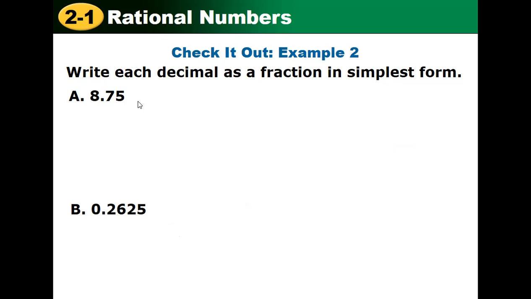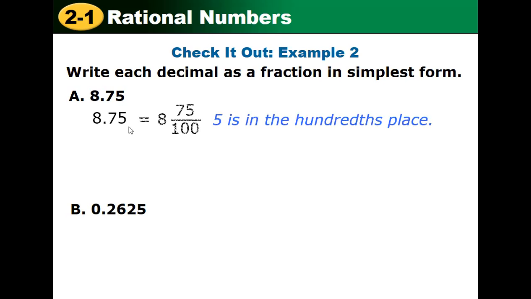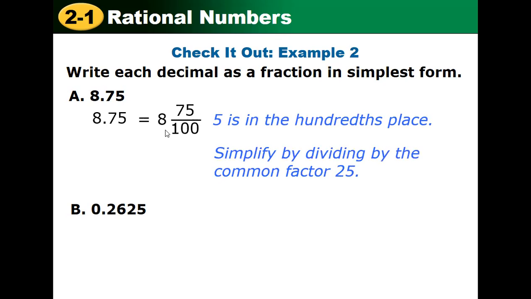8.75. How are we going to change it into fractional form? The integer 8, we have to keep it the same. The 5 is in the hundredths place, which means 2 digits after the decimal point. Then we have 8 and 75 over 100. We will simplify. Both can be divisible by 25. Then we have to continue until both terms are relatively prime. Then the answer will be 8 and 3 over 4.